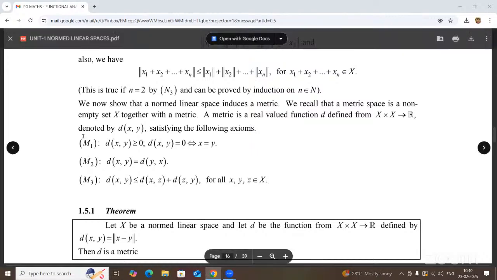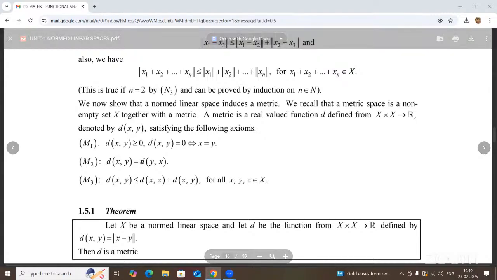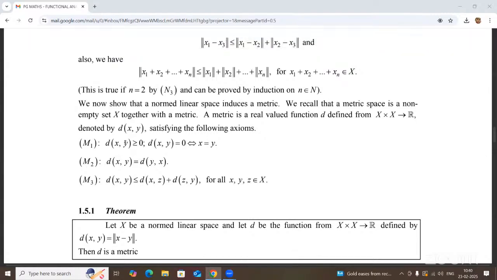Now, metric means, the first letter is capital M. That's why the first condition of the metric is M1, and M2 is when the distance from x to y, in the same manner, y to x. So the distance from x to y and from y to x is also the same. That's why d of x and y equals d of y and x.